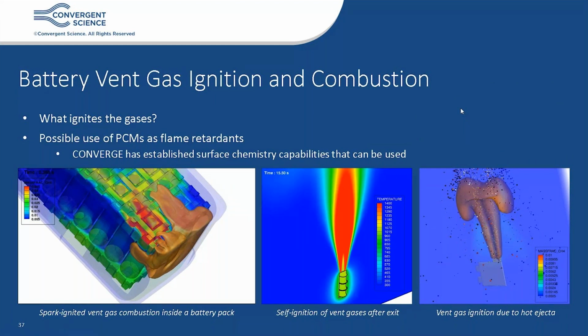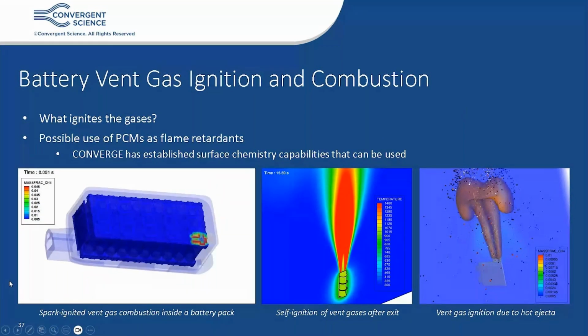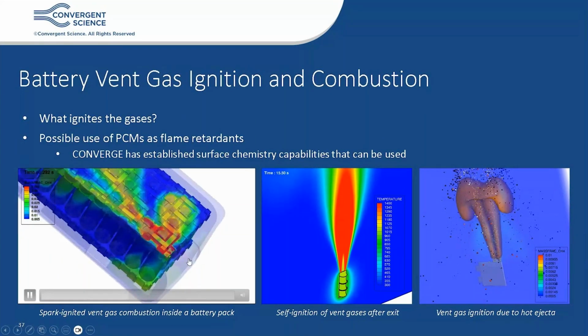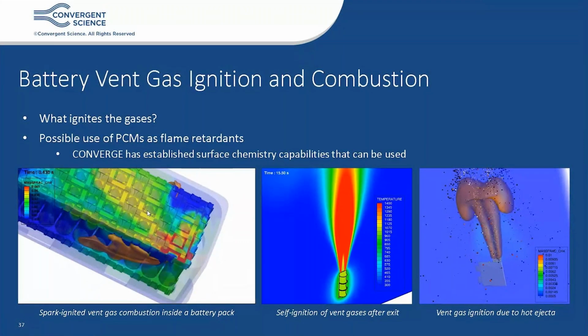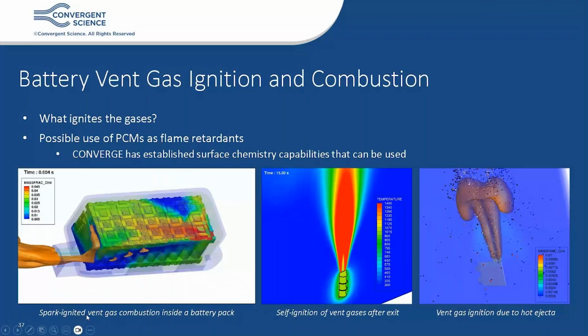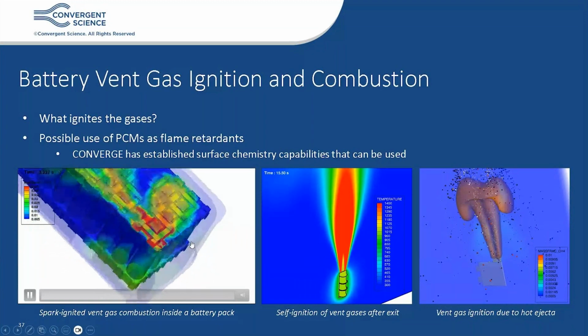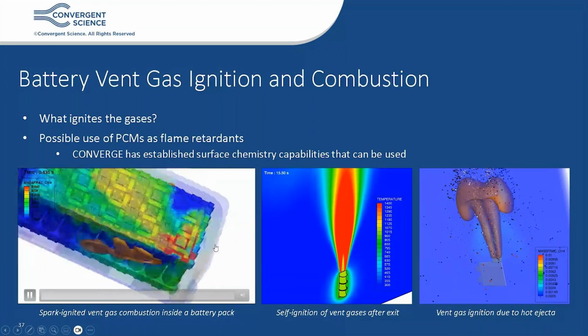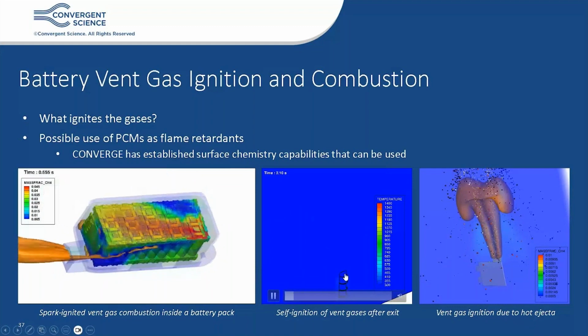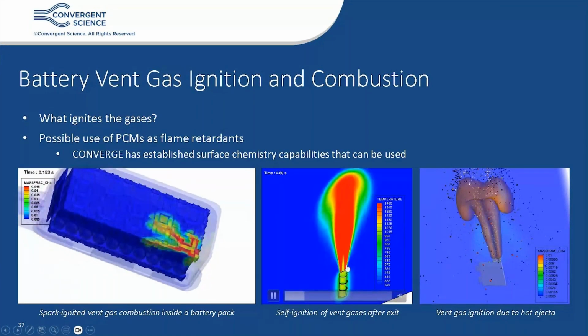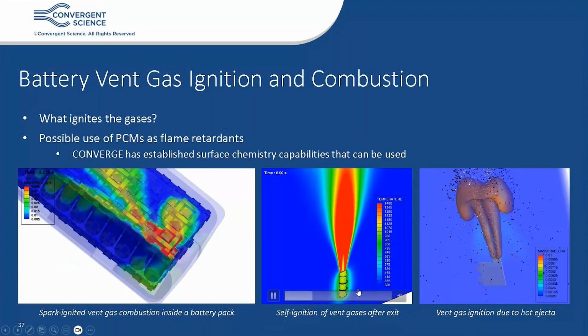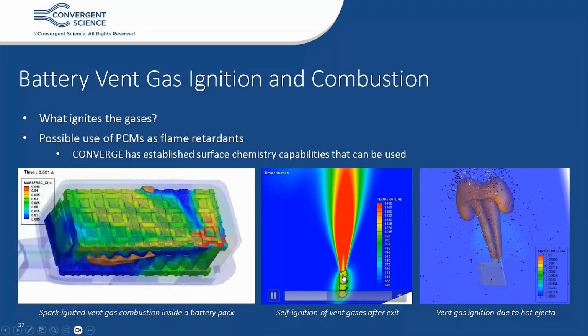Now, when you start to do these vent gas simulations, the question you want to ask yourself is what exactly ignites the gases. In the previous simulations, we were interested in the combustion behavior inside the pack. We didn't want to predict ignition, we wanted to predict combustion behavior. So we forced the gases to ignite using a spark source. The gases will always ignite, and they are sparked at particular locations where flammability conditions are met. But the gases can also ignite if the composition is correct, there's enough oxygen, and they're also at high temperatures. So this is a self-ignition of vent gases out of an 18650 cell.